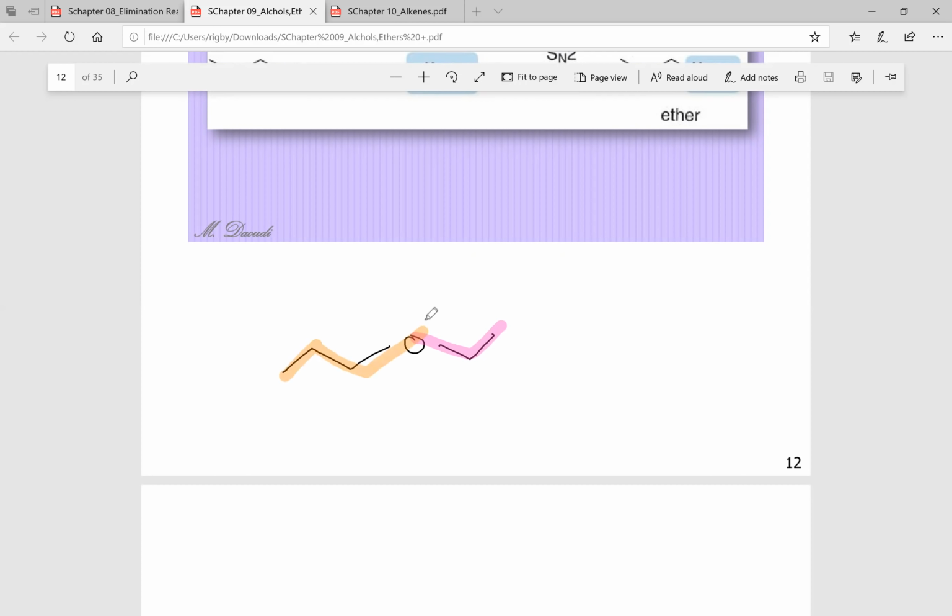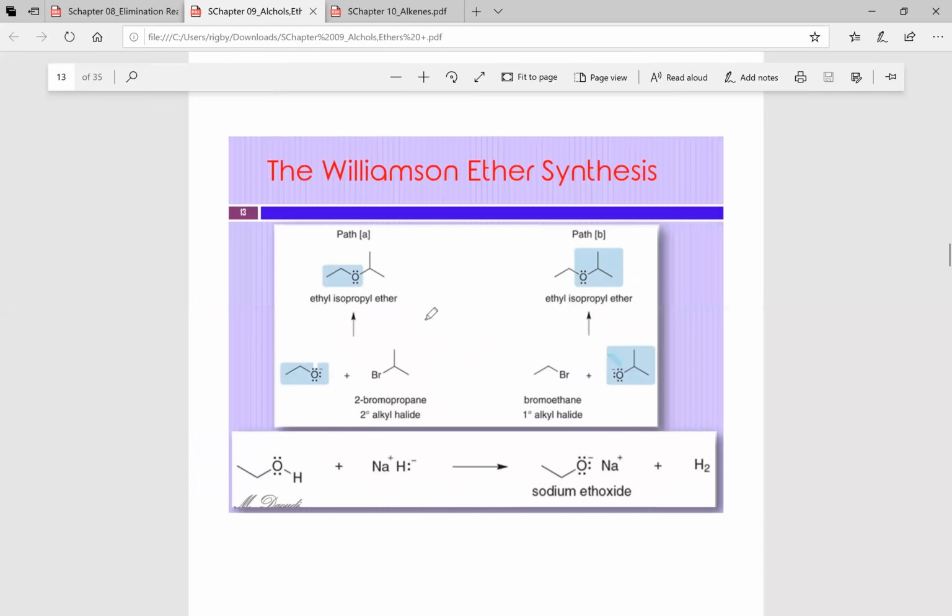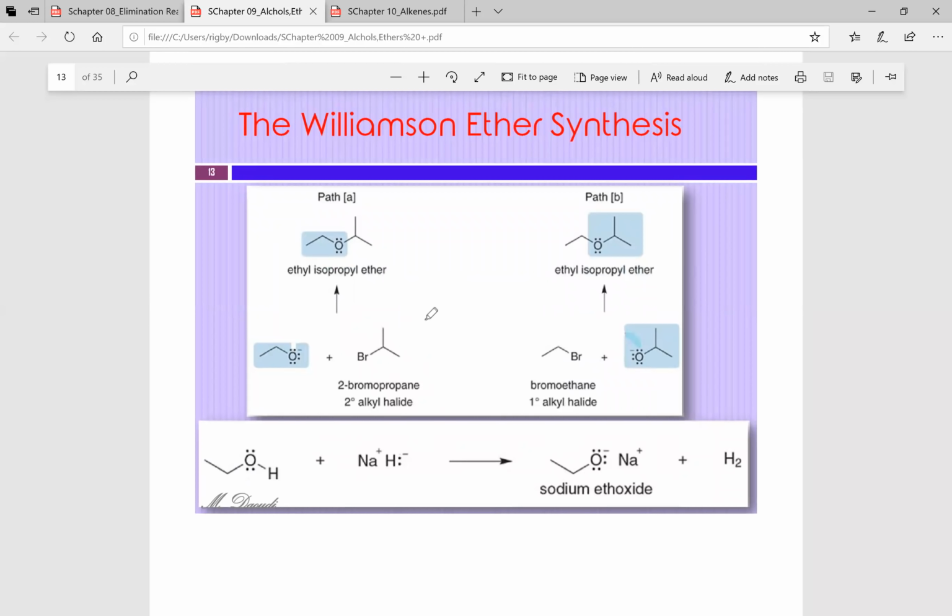But how do we know which one is going to be the alkyl halide and which one is going to be our nucleophile? So we turn to something called Williamson ether synthesis. And so then this is sort of just explaining that there are two different ways to make a single ether, because there are two possible nucleophiles and two possible alkyl halides.